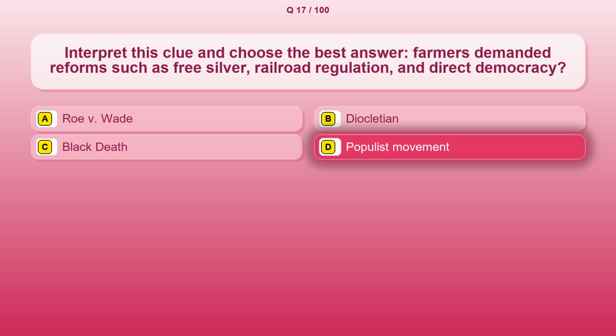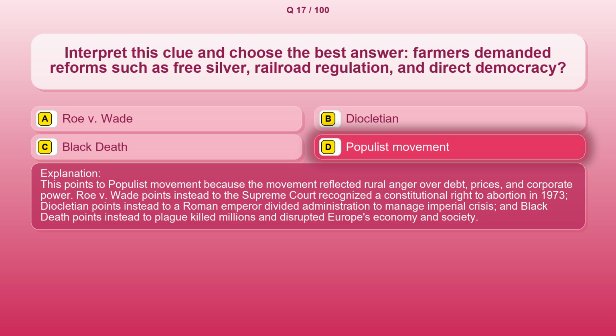The correct answer is option D, populist movement. This points to populist movement because the movement reflected rural anger over debt, prices, and corporate power. Roe v. Wade points instead to the Supreme Court recognizing a constitutional right to abortion in 1973. Diocletian points instead to a Roman emperor who divided administration to manage imperial crisis, and Black Death points instead to plague that killed millions and disrupted Europe's economy and society.